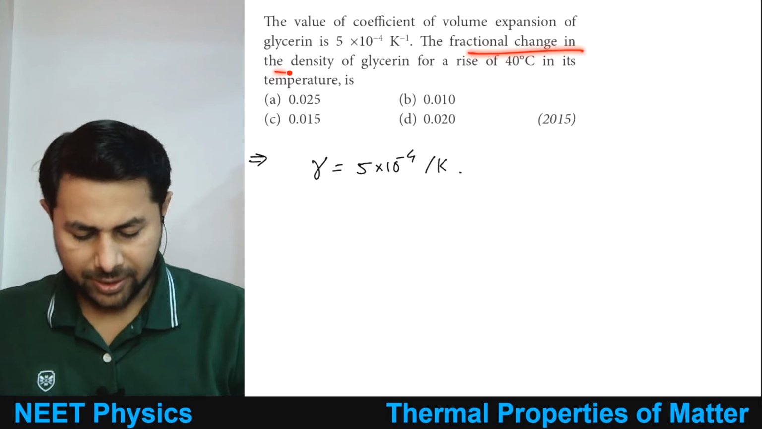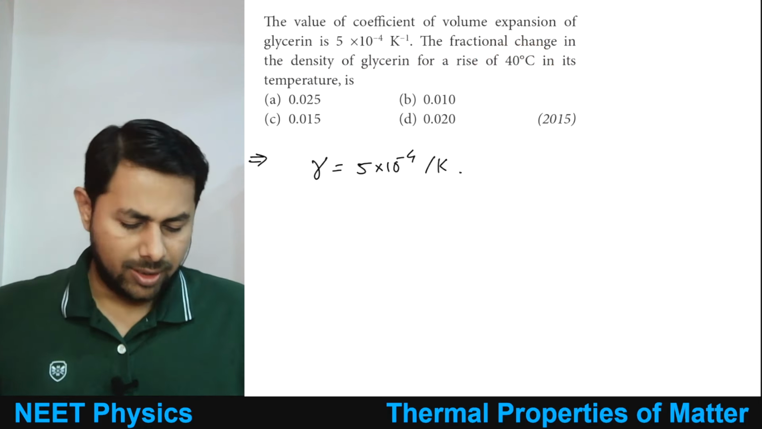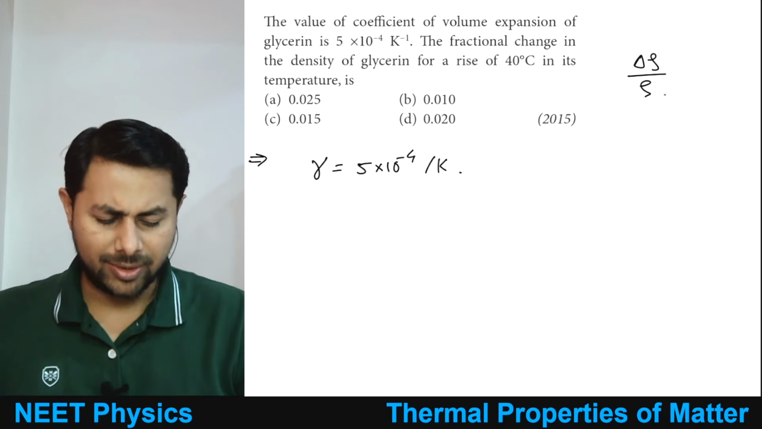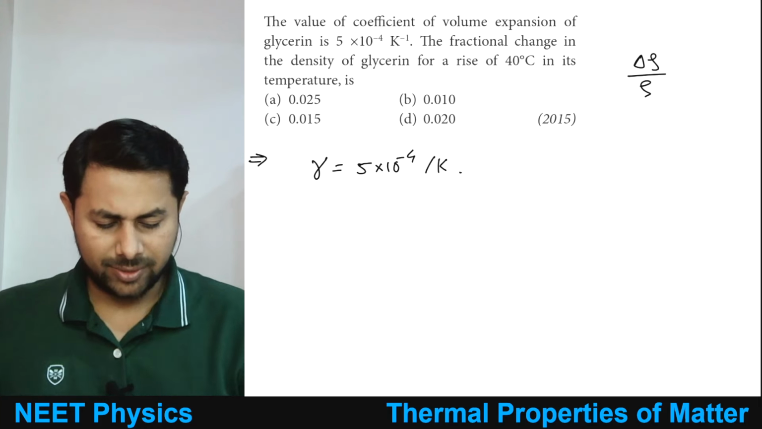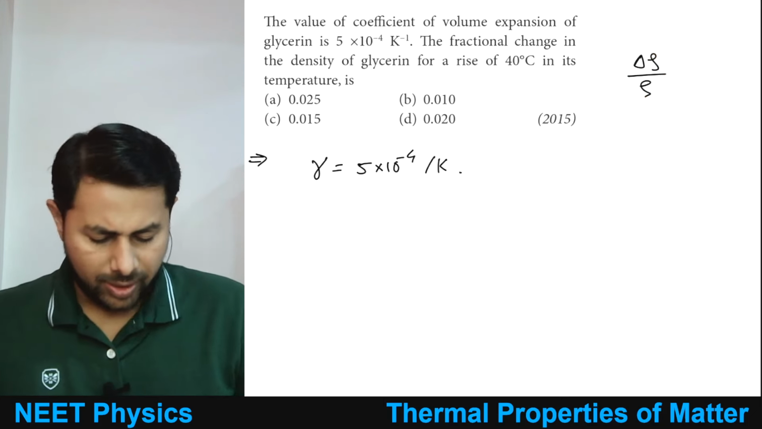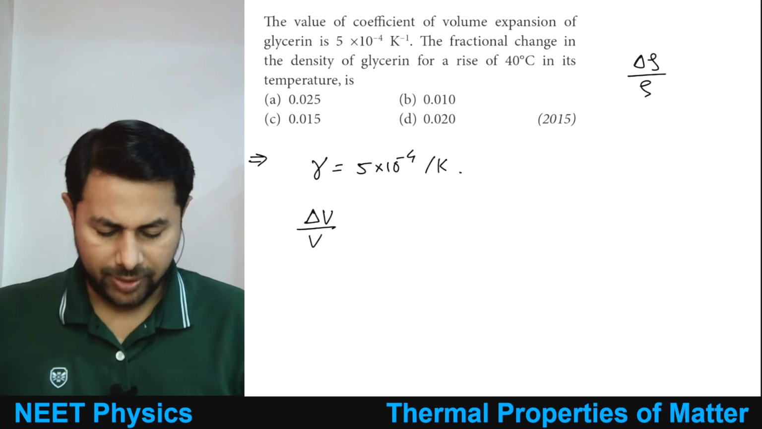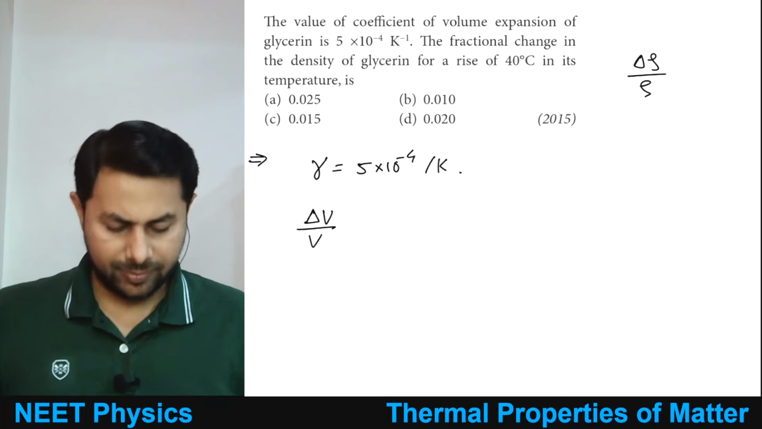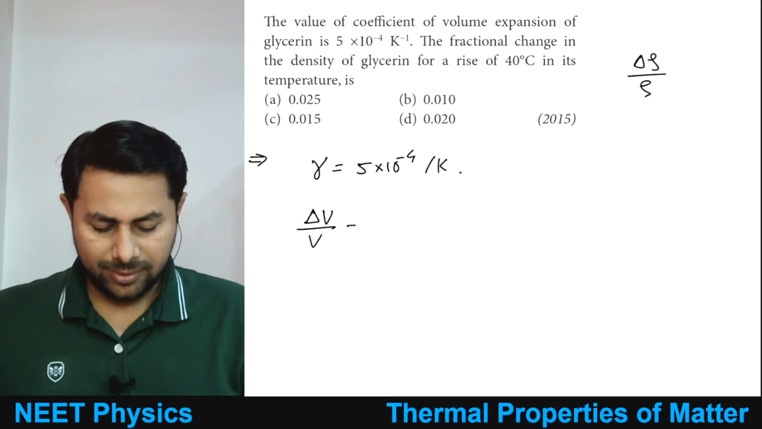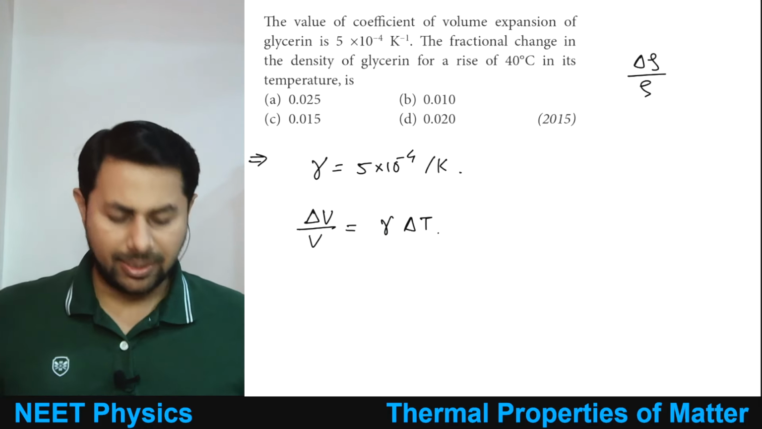And the fractional change in the density of glycerin for a rise of 40 degrees Celsius in its temperature is, right, we want to find out the fractional change in density. That means we want to find out delta rho divided by rho. What would be the relation between delta rho by rho? So delta V by V is equal to gamma times delta T, because gamma is the coefficient of volume expansion.